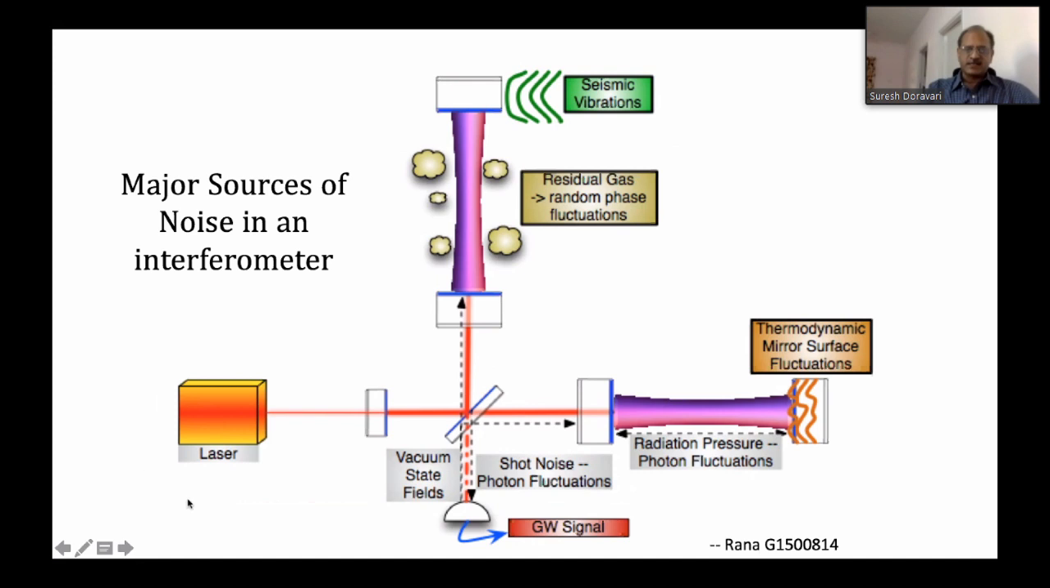We have the laser itself. The laser produces frequency noise, intensity noise, and phase fluctuations. So we have to handle the laser and feed back to the laser to control its noise. So we have intensity feedback loops, we have frequency control loops, and we also have a phase feedback loop.